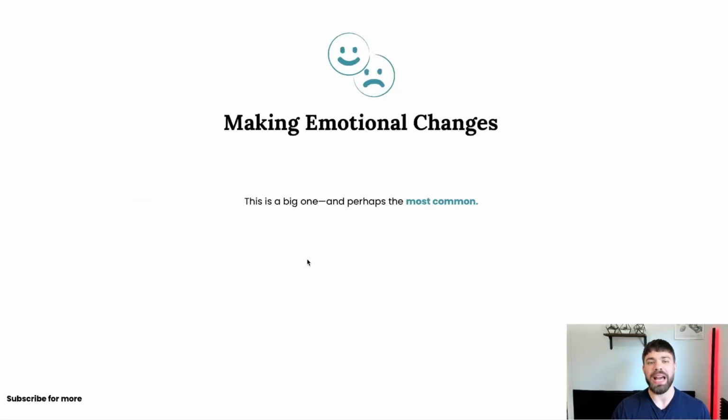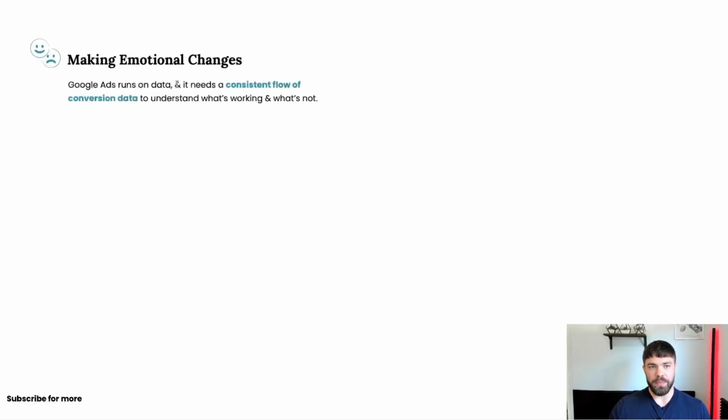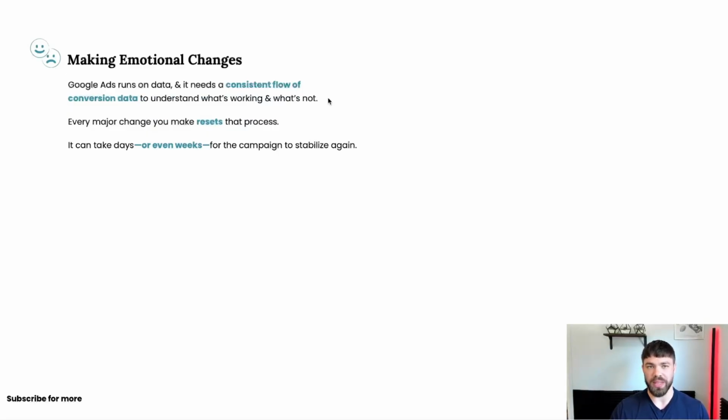And then lastly, we have making emotional changes. This is a big one and perhaps the most common. Google Ads runs on data and it needs a consistent flow of conversion data to understand what's working and what's not. Every major change you make resets that process. It can take days or even weeks for the campaign to stabilize again. You cannot approach changes emotionally.